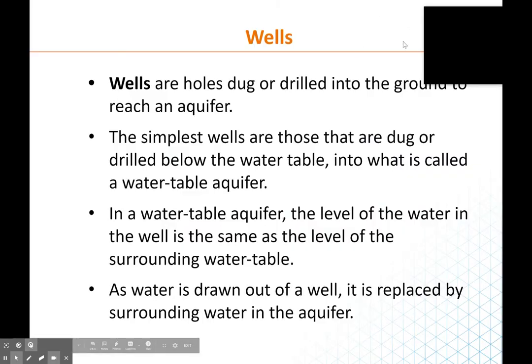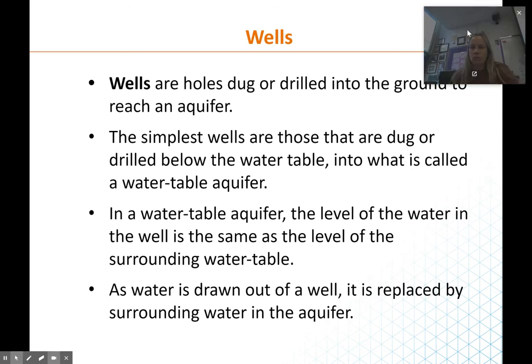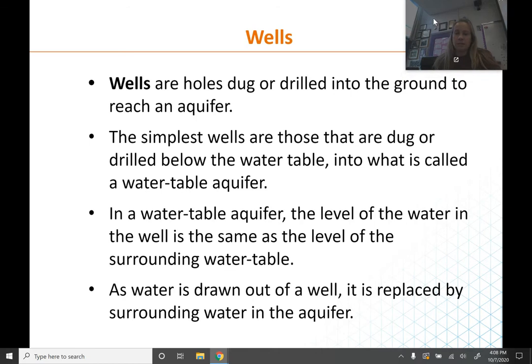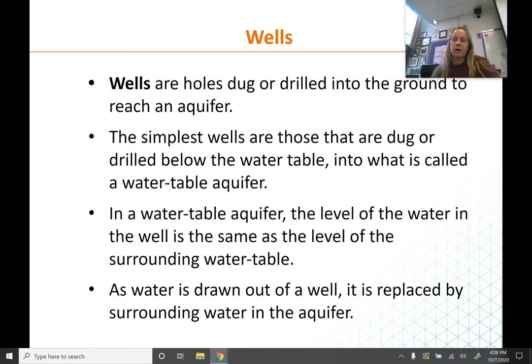So wells are how we tap into the groundwater. Wells are just holes that we dig into the ground to tap into groundwater. So a well can be tapping into just normal groundwater, and we have to pump it out, or it could be an artesian well where, because it's under pressure, it sprays out.